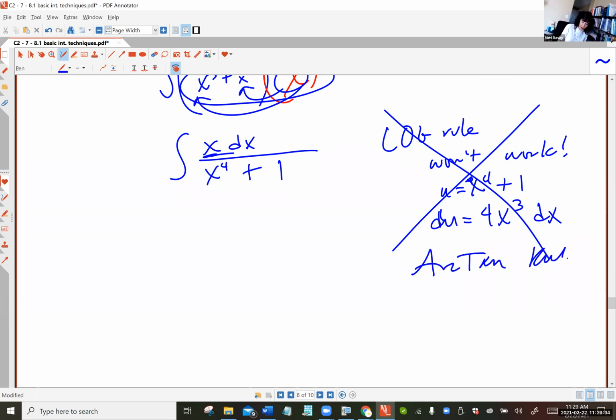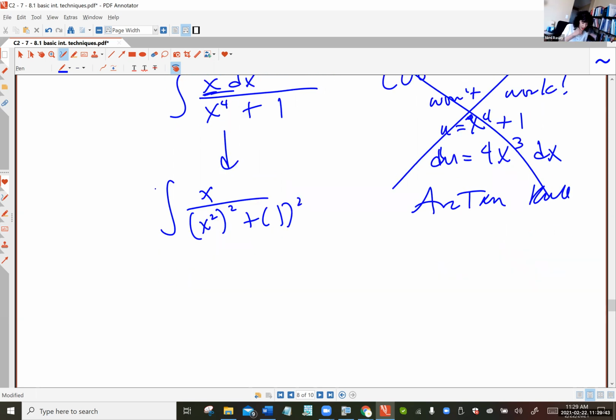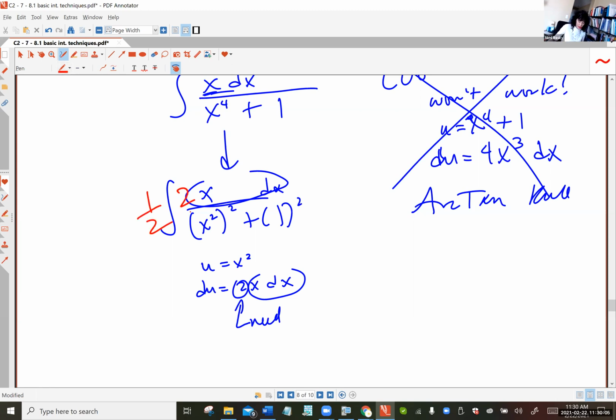And I did a problem very similar to this during the first week of class. You probably forgot. But here's the trick. If I rewrite the denominator as a sum of squares, u is x squared. So du is 2x dx. Good news and bad news. There is an x dx there, but I need a 2. No problem. You're always allowed to put in a constant multiple, provided you multiply the front by the reciprocal.